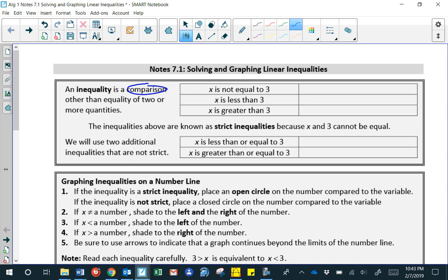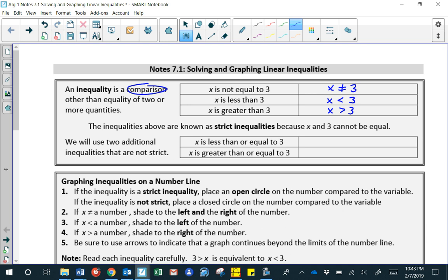Here are some examples. X is not equal to 3 is written as x equals 3 with a slash through the equals sign. X is less than 3 is written with the less than symbol, which you'll remember points toward the smaller number. X is greater than 3 is written with the greater than symbol. These three inequalities are called strict inequalities because x and 3 cannot be equal.